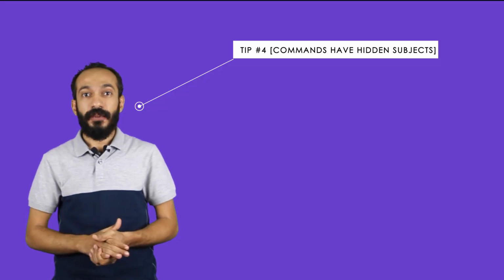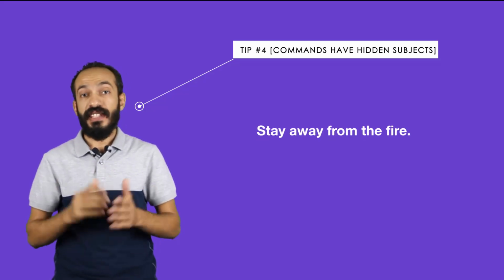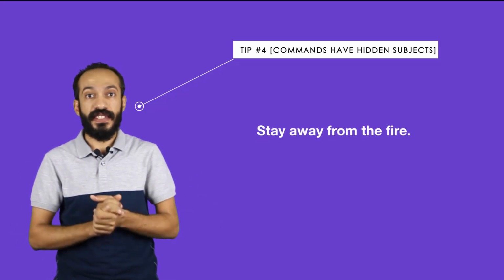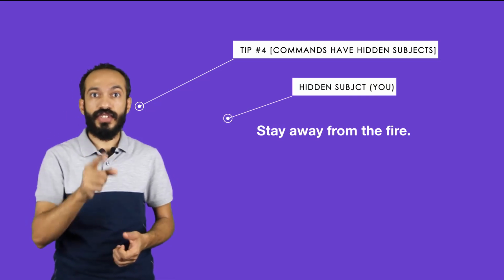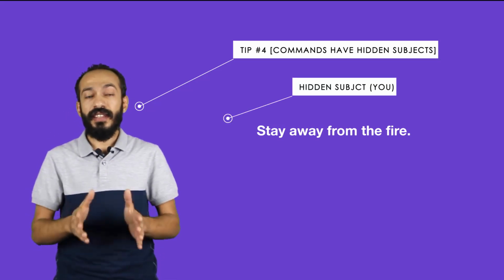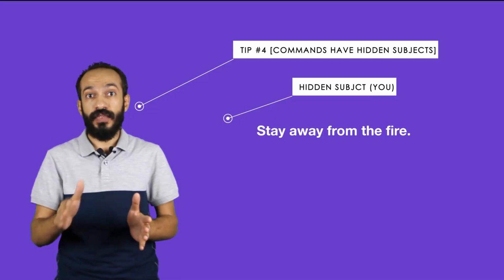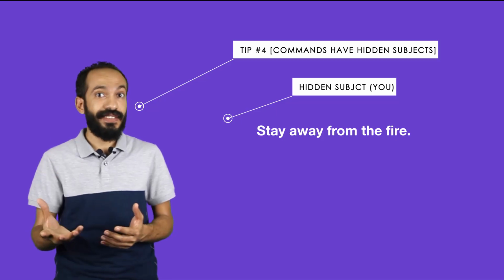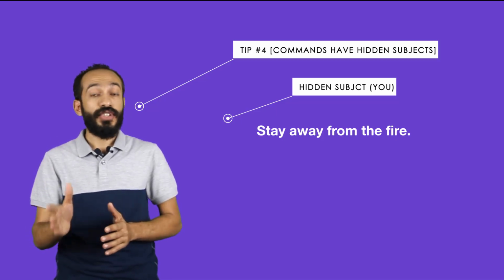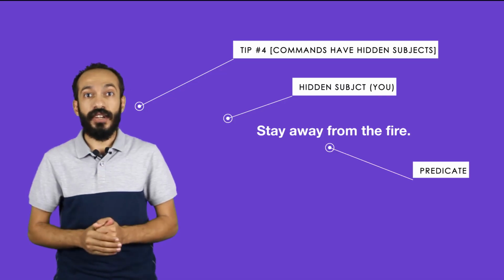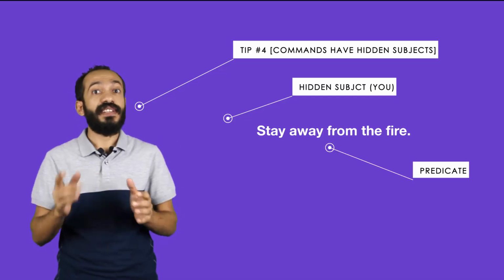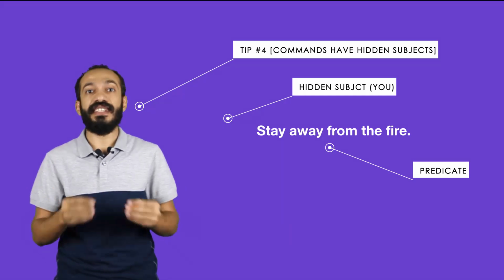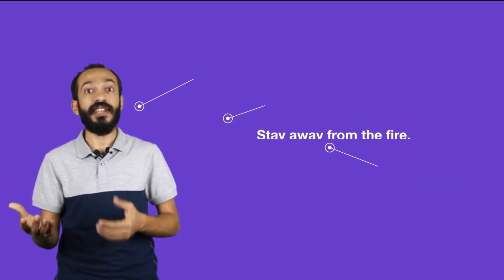Tip number 4. Commands. So, here's an example. Stay away from the fire. This is a command or an imperative sentence. There was supposed to be a subject here, an understood you: you stay away from the fire. But in the form of a command, we remove it. Well, we don't remove it, we hide it. So it's there, but it's hidden. So stay away from the fire is the predicate of the sentence, and the subject here is an understood you, but it's hidden. It still counts as a complete sentence with a hidden subject and a predicate.